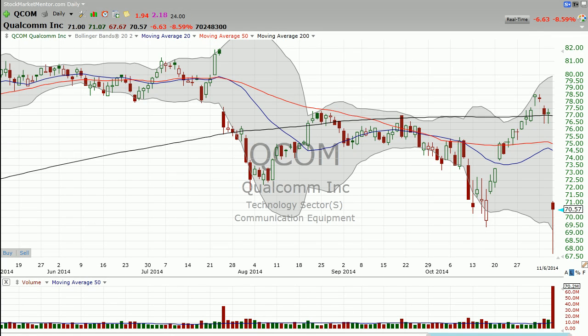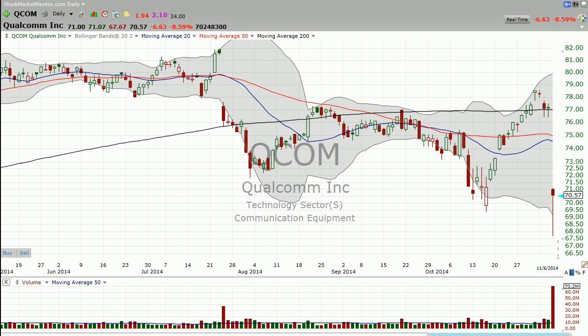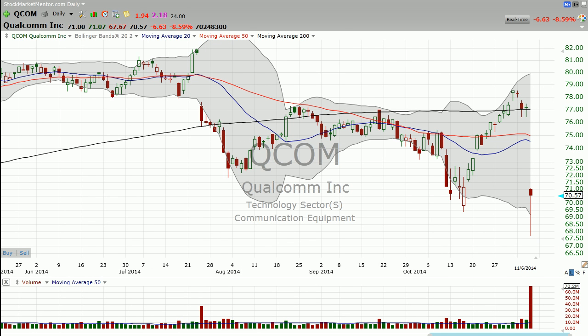I want to look at Qualcomm today. They reported earnings that, well, let's just say they were less than robust. This is a dragonfly doji, and it's on the heels of a really massive gap here, a big gap down.